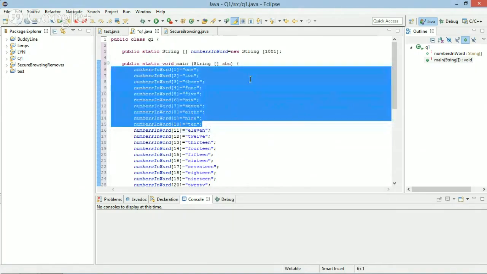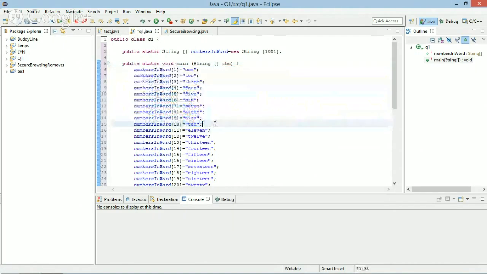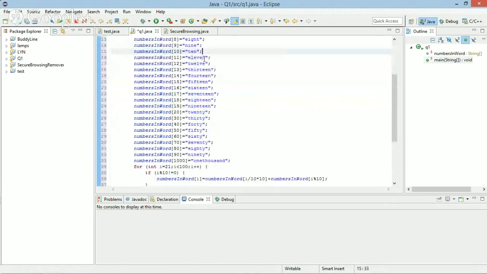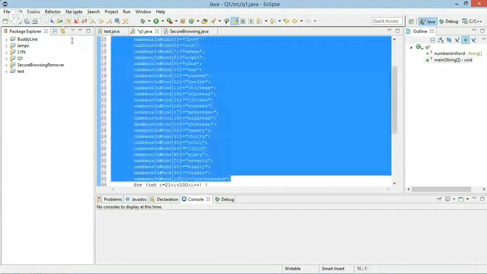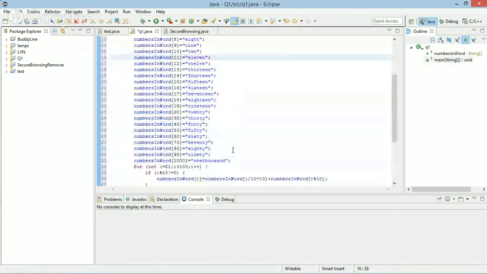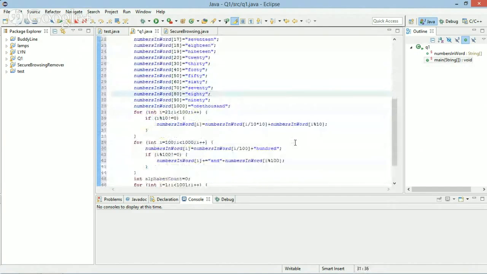So for 1 to 10: one, two, three, four, five, six, seven, eight, nine, ten. And for 11 and 12, these are special cases. Other than that, you have twenty, thirty and so on, which are special cases too. After declaring this, for 21 to 100, we are not calling 100 here because it is another case.